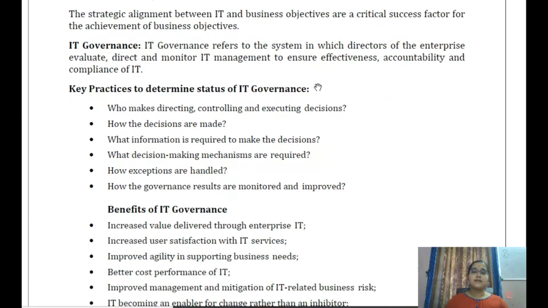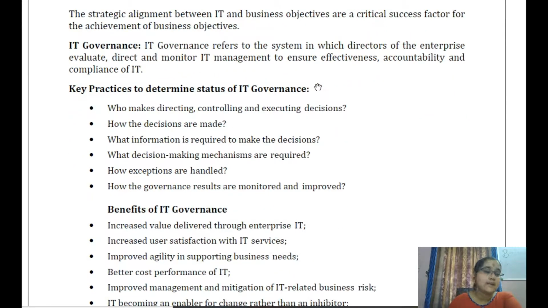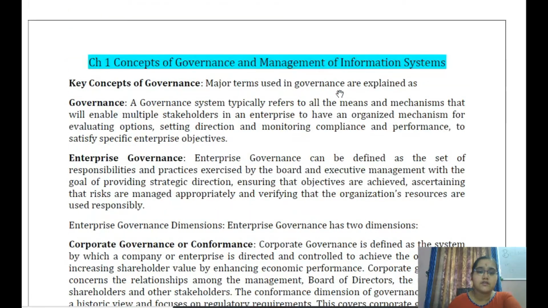Then, what is meant by IT governance? Till now, we have seen what is meant by governance, and what is meant by enterprise governance, which again is in two parts: corporate governance or conformance, and business governance or performance. But what is IT governance? So we have understood that governance typically means a mechanism that will enable the multiple stakeholders of an organization to evaluate options, set direction, and monitor compliance and performance. Then how is this aligned with information technology?